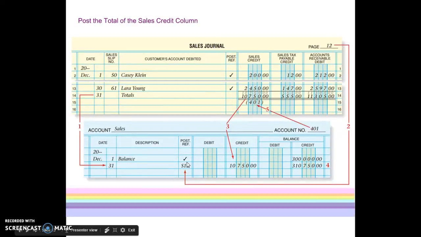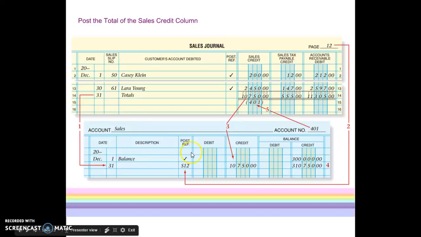Now, posting the total of the sales credit column to the sales general ledger account. In this case, we are going to grab the total of the sales credit number, which is $10,750, and post that into the sales general ledger account.